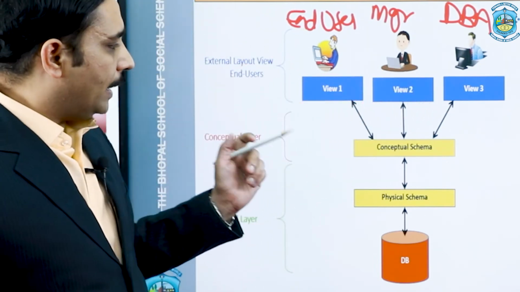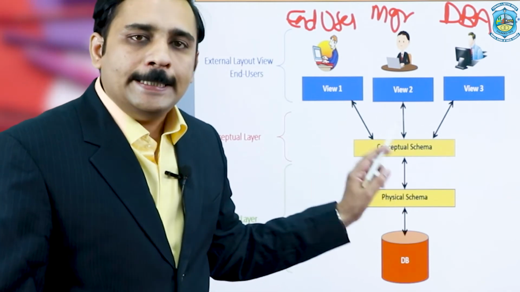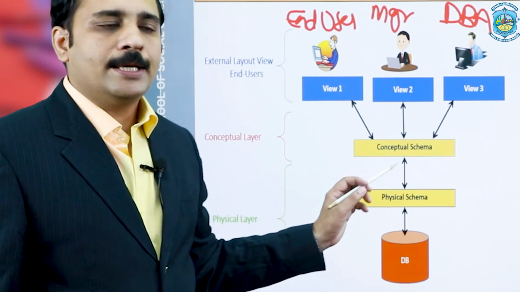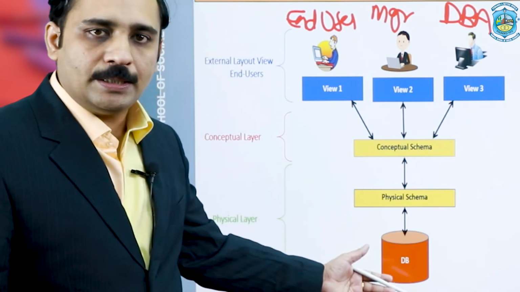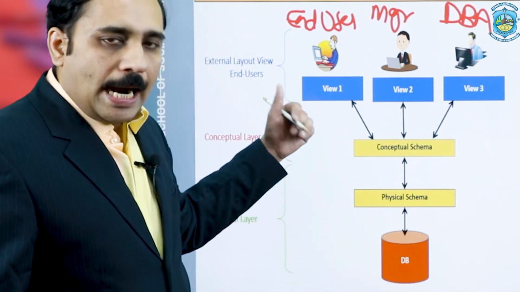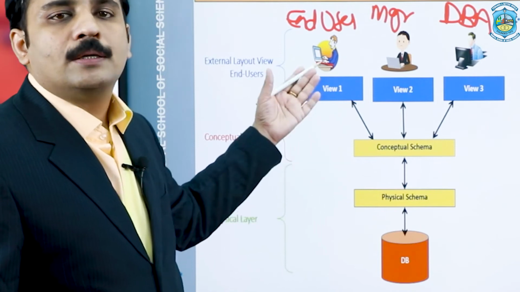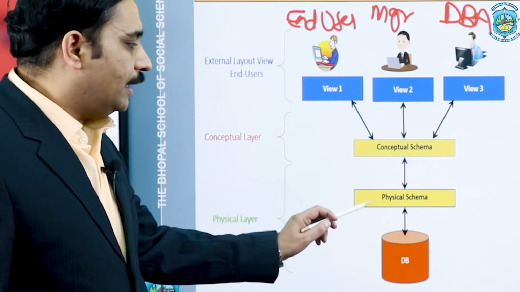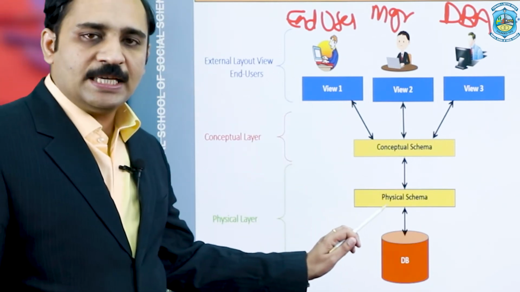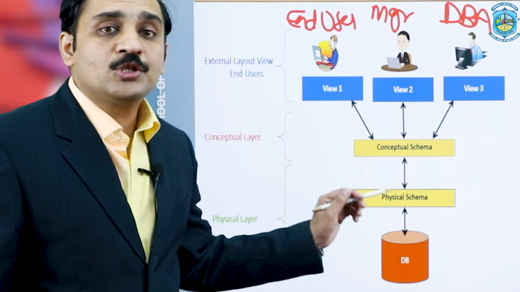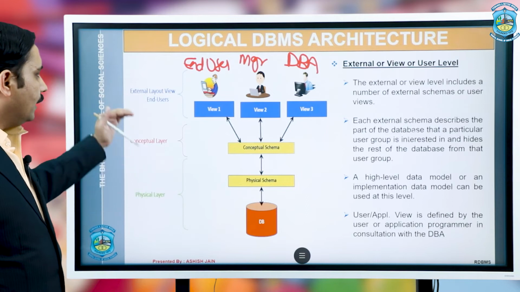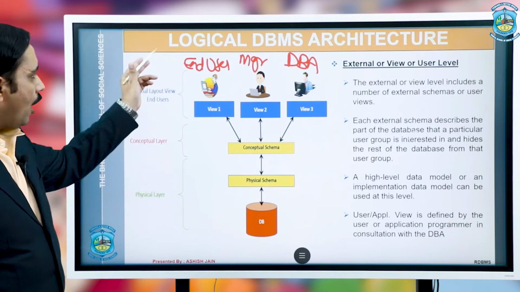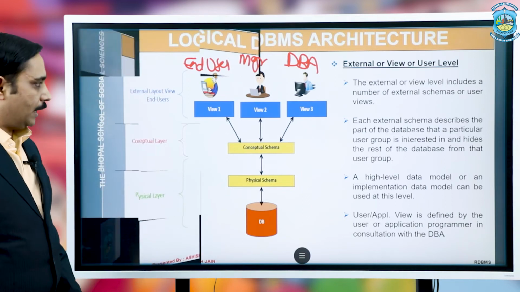Then at the conceptual layer, we have a conceptual schema. In DBMS terms, schema means the design. So this is conceptual design in which we represent the actual physical representation in some kind of understandable form that is more appealing to the end users. Then finally, at the physical layer, we have the physical schema that describes how data is actually stored physically on the disk. So this is a clear distinction of the 3 layers according to this logical DBMS architecture.